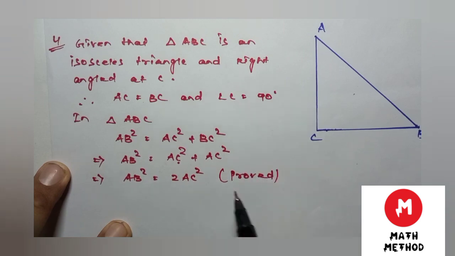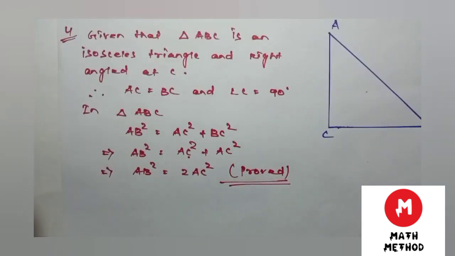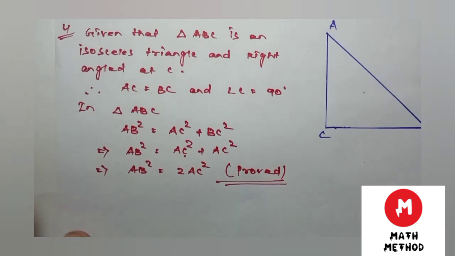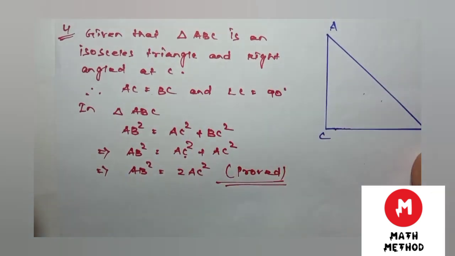This is a very short type answer. The question has been solved in only 2 to 3 lines. So you have to write clearly and precisely. Here AB is our hypotenuse and AC is equal to BC. Clear? Question 4 is solved.